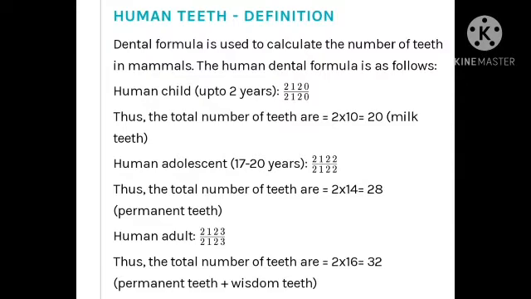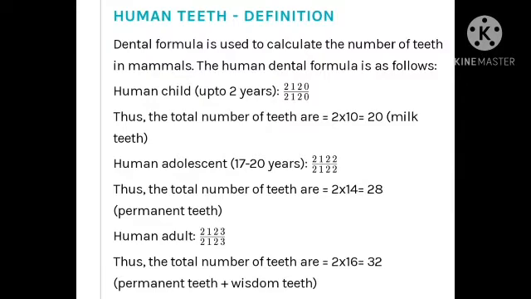And after that, your milk teeth fall off and are replaced by the permanent teeth by the age of 12 years. So by around 12 to 13 years, you get your permanent teeth. Now to show the dentition, dentition means the arrangement of the teeth in the jaws. So the complete dentition is denoted by a formula which is called the human dental formula.